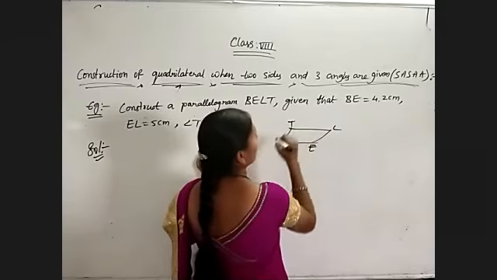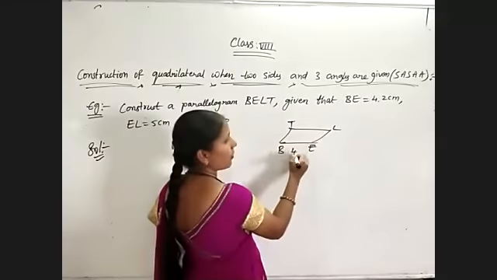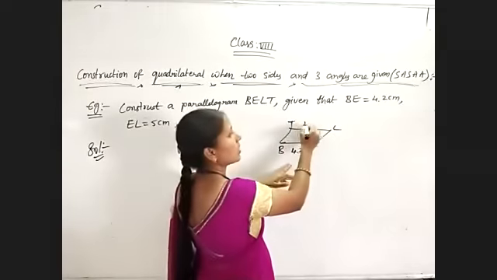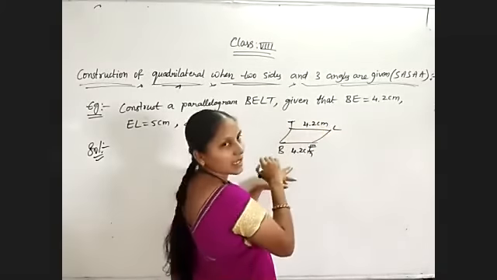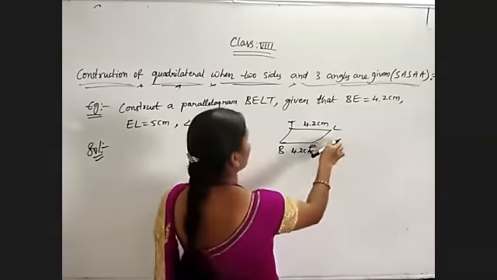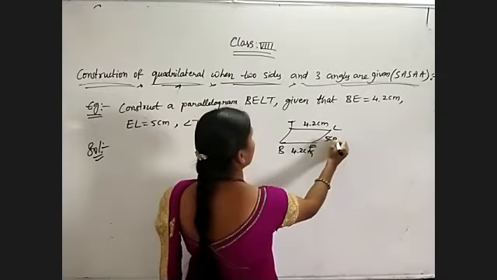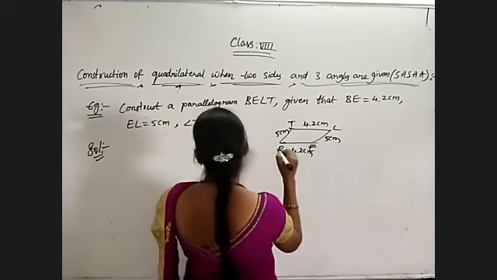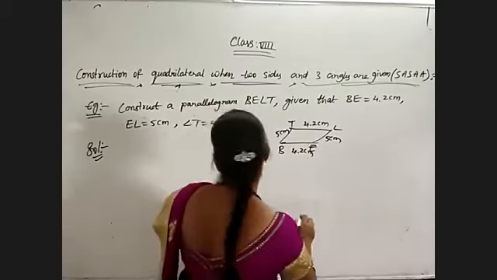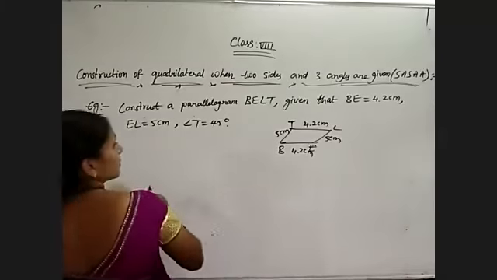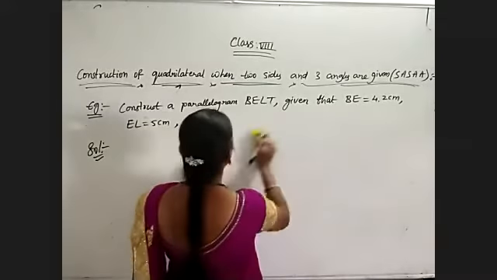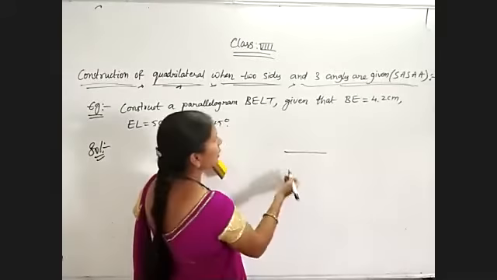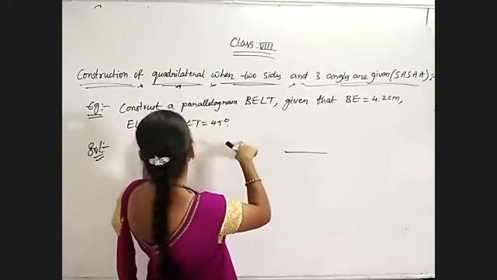BELT. So BE value we have 4.2 centimeters. For a parallelogram, opposite sides are equal. So this one also 4.2 centimeters. And EL is given 5 centimeters, so BT is also equal to 5 centimeters. Angle T is given. So this one is important. That means whatever base we are taking, T must be there in that base.